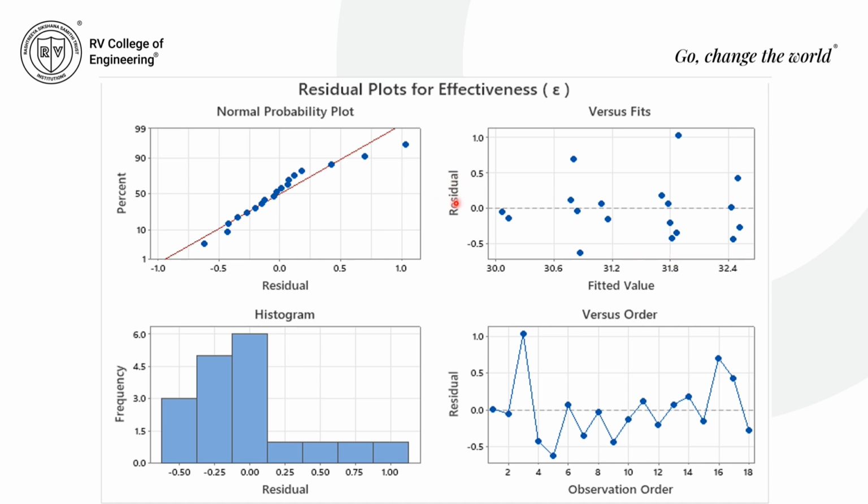This is the residual versus fits. Here the points are scattered randomly, so it is not following any pattern. So there is no error during the analysis. If we see any pattern in this fitted versus residual, then there will be some error. So we have to make sure that all the points are scattered randomly. Here there is no error during this experimentation.